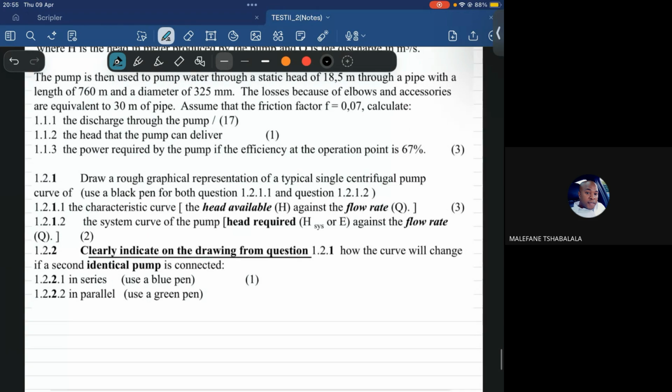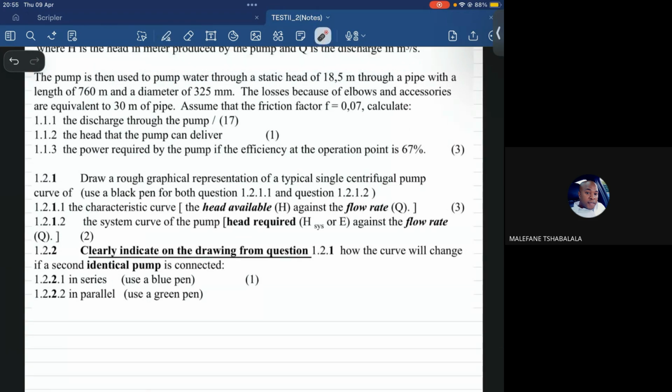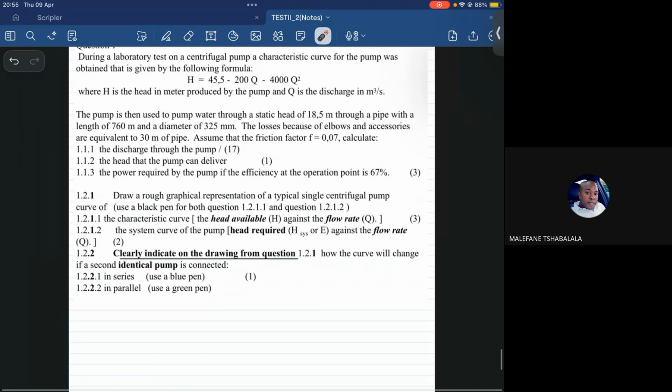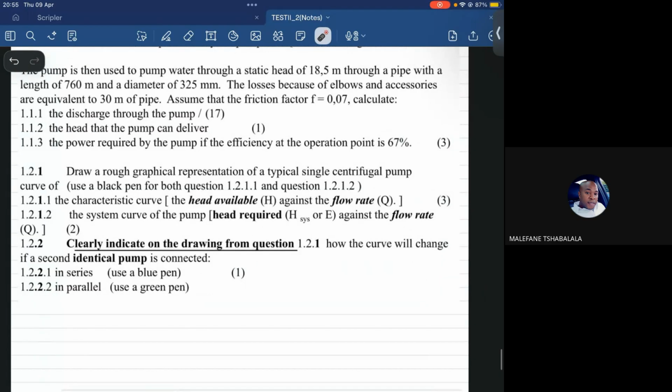And then from here on the very same typical single centrifugal pump graph, they want us now to draw the system curve of the pump, which is the head required against the flow rate. Against the flow rate, meaning that, wait. So this is 3 marks and then this is 2 marks.